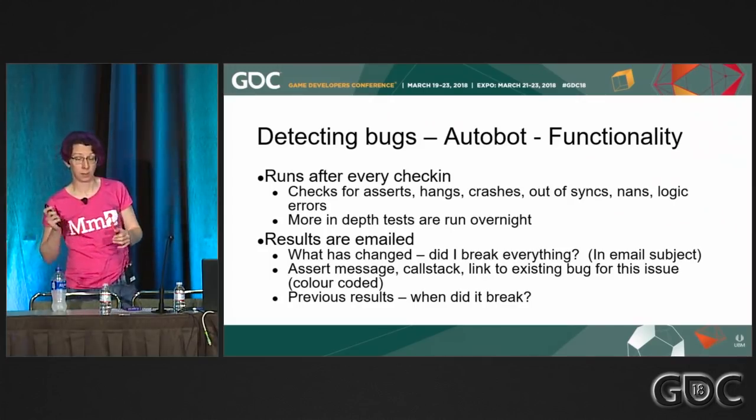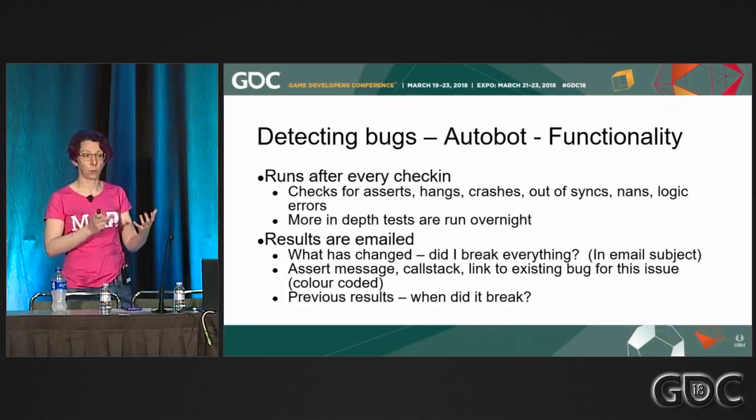Results are emailed out, so the email goes to QA, it goes to the tools team, and it goes to anyone who checked something in that was included in that build. So you get to check whether you've broken something or whether your code has all passed.